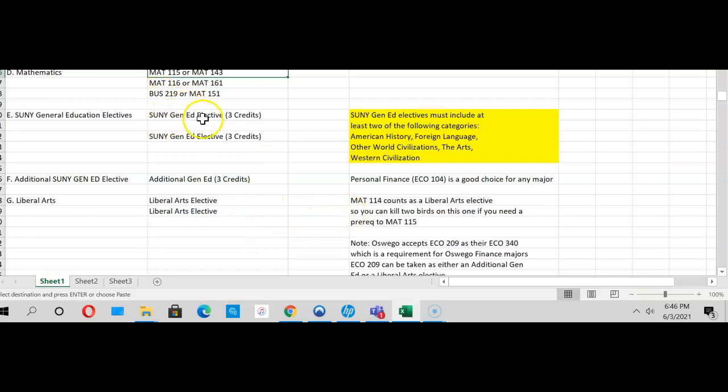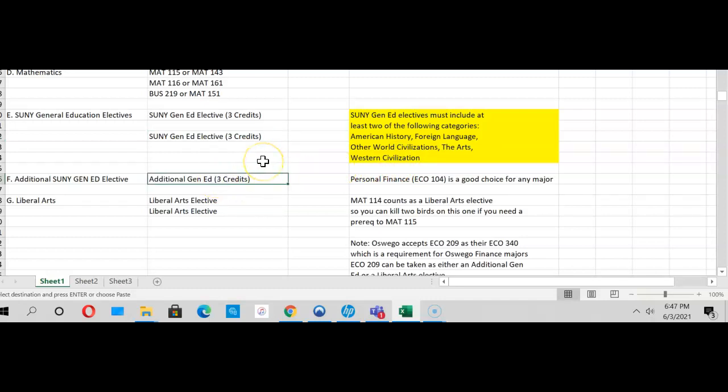Okay, so now we're down to the SUNY Gen Ed electives. You take two, and here are the rules. SUNY Gen Ed electives must include at least two of the following categories: American history, foreign language, other world civilizations, the arts, Western civilization. So you just pick two classes. You cannot pick two classes from the same category. You cannot take two American history or two foreign language, for example. They have to be from a different category. So you've got those categories to choose from.